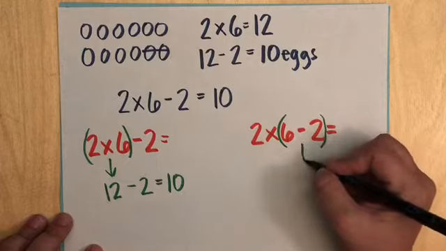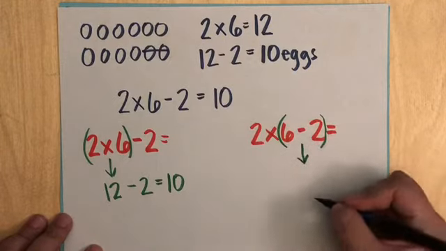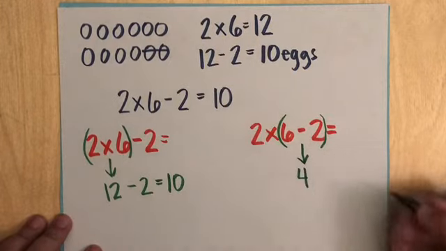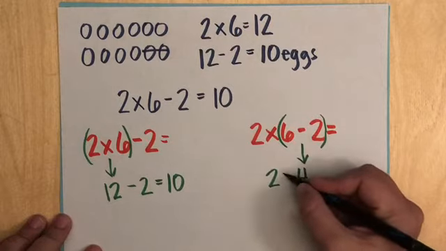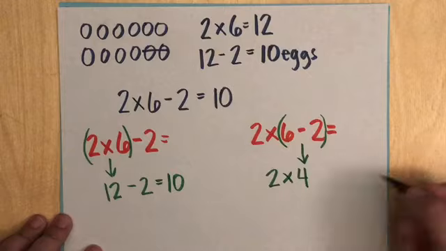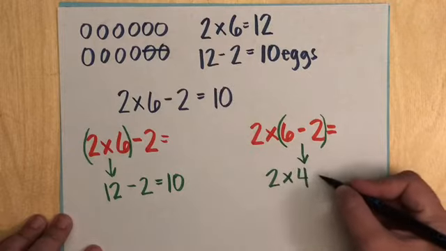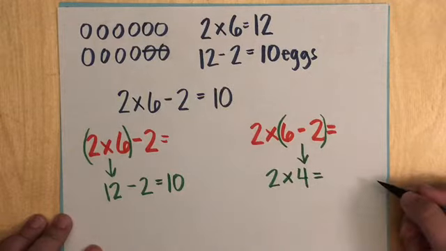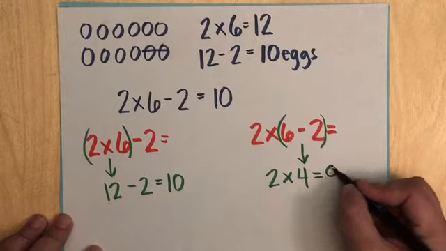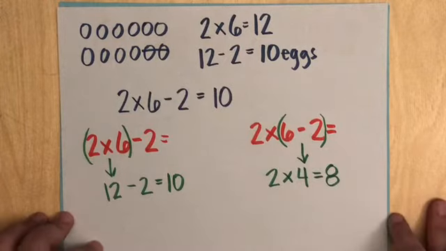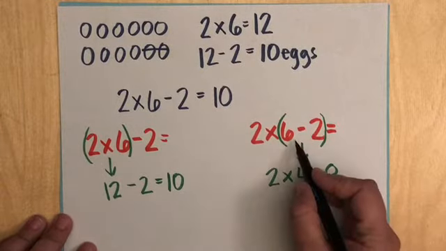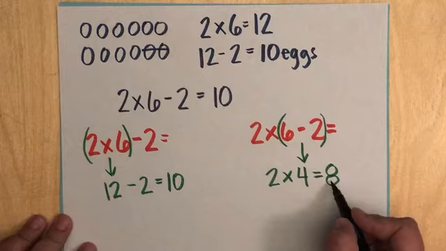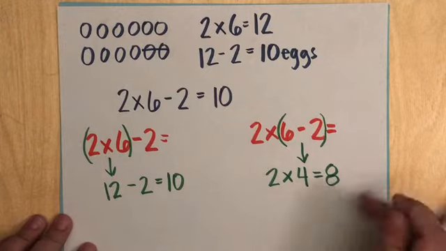So 6 take away 2 is, what is it? Good, it's 4. And then we haven't done the 2 times yet, so we're going to rewrite that part on our next step. So 2 times 4 equals, what is it really quick? Good, it's 8, because 4 plus 4 is 8. All right, so, we didn't get the same answer. This time when we did subtraction first, we got that Katie had 8 eggs left over.